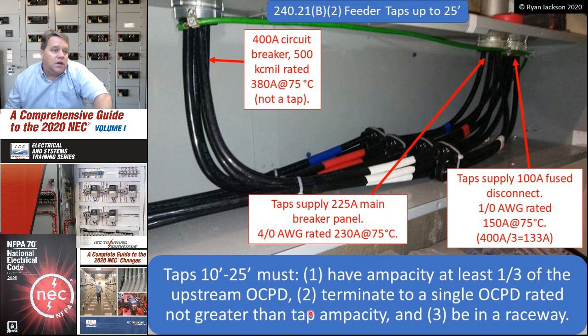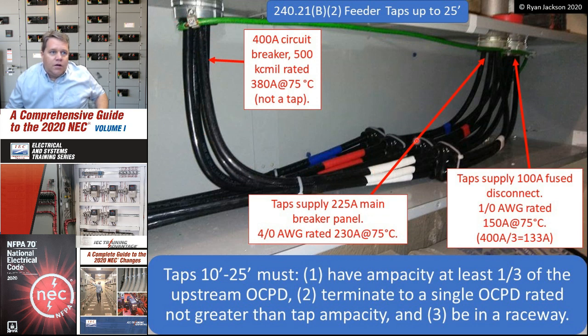Number two is simple. They have to terminate to a breaker or fuse that provides overload protection that's not rated higher than the rating of the tap conductor. And then number one is a little bit trickier. They have to have an ampacity of at least 1/3 the rating of the upstream overcurrent device. Over here on the left, I have a 400 amp circuit breaker. It supplies 500 kcmil. That's a regular feeder. That's not a tap.